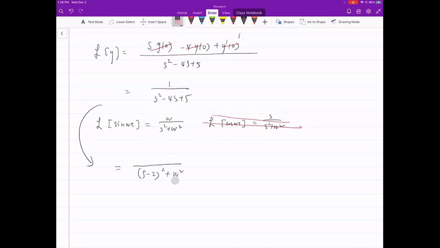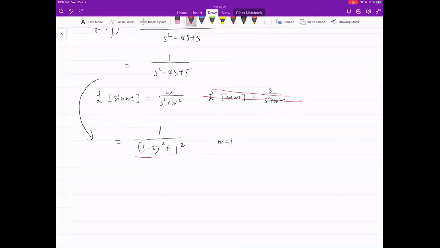Moreover, this omega squared is going to be 1. On the top you have 1. So you have omega equals 1. In this case, you have 1 and 1. That is fine. The only trouble is you don't have s. You wish this is s squared, but you have s minus 2.